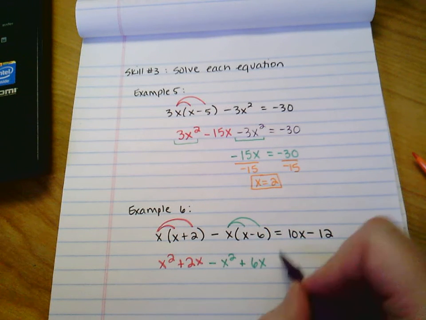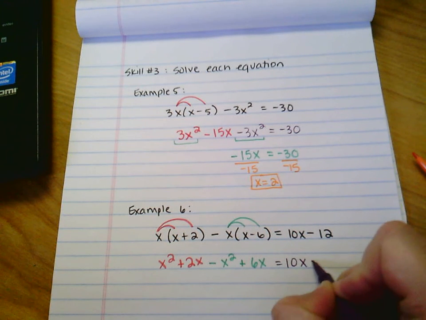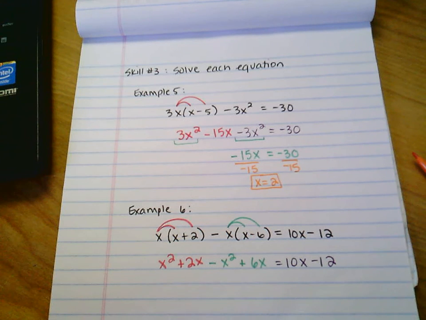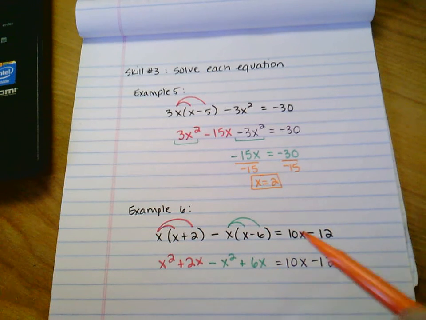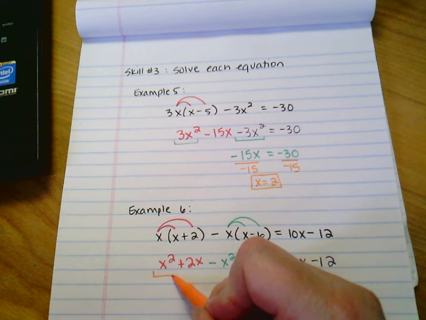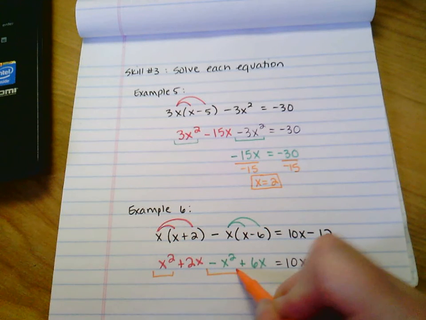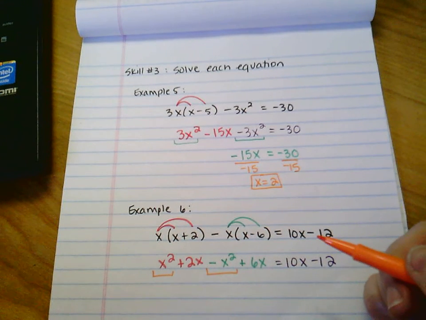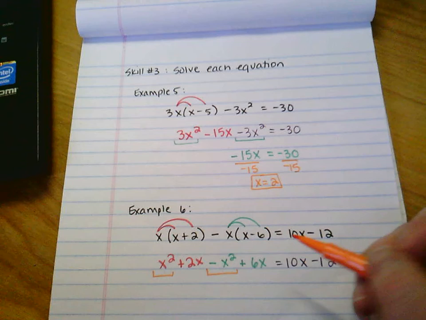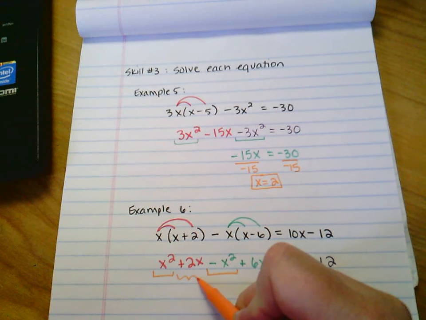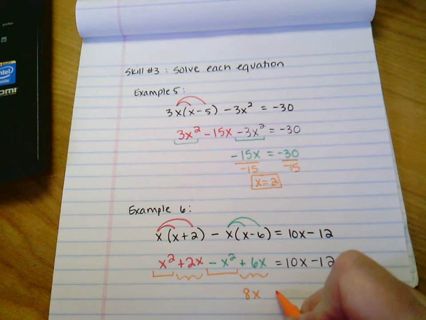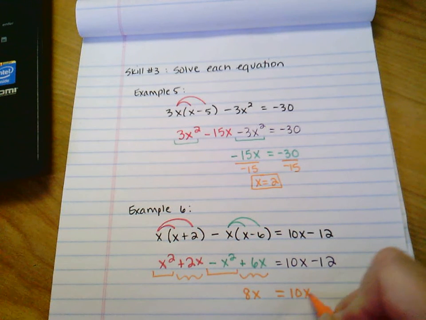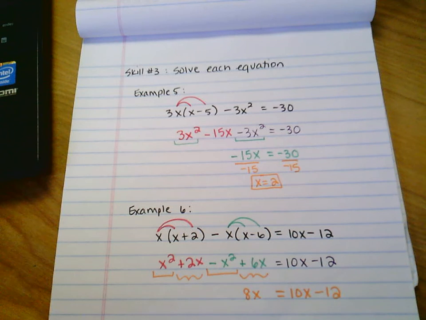The right side of this equation isn't going to change right now. So I would suggest probably looking at the left-hand side, which has a lot going on, and combining like terms. X squared minus x squared. Well, that's nothing, thank goodness, because we don't know how to solve an equation with an x squared term. 2x plus 6x is 8x. So already this is looking a lot simpler.